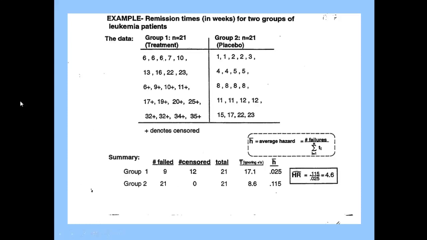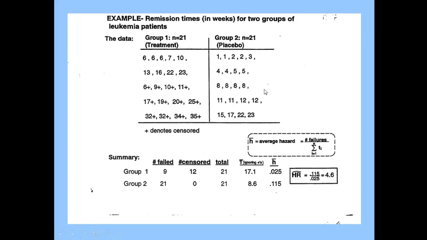So the 6 says what? The 6 says this person was in remission for 6 weeks, and after 6 weeks they went out of remission. So you start worrying about their leukemia coming back and so on. And so that's the way it is for group 1, and in group 2 there's some more numbers.